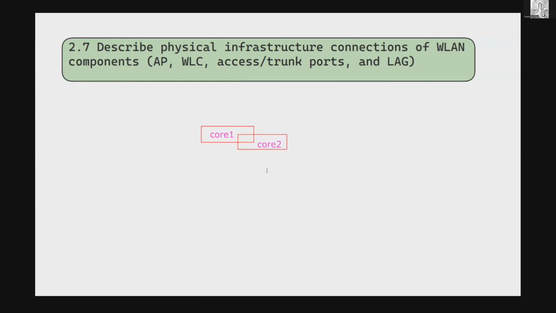If it is in a branch, then it may be some high-end switch. Now with this core, we are connecting the WLC, because this is your centralized location. So we are connecting a WLC, your controller.